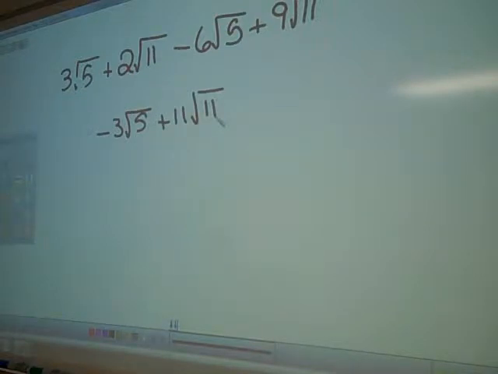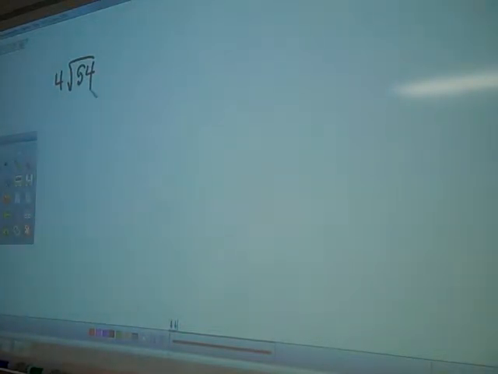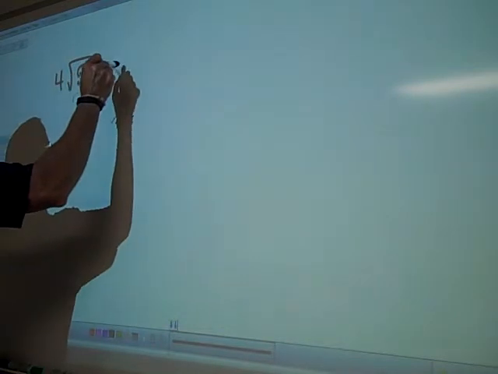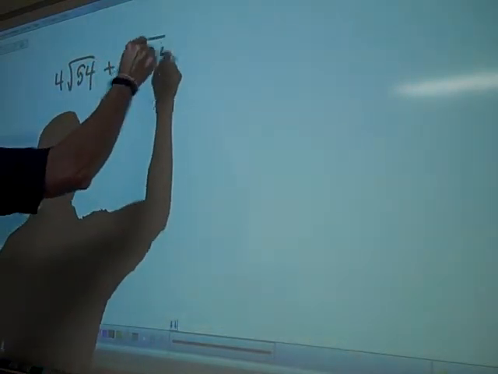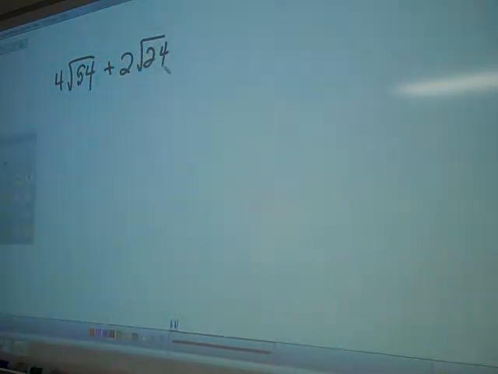All right. Four square roots of 54 plus 2 square roots of 24. That's it. That's it. We're done. They're not like terms, right? There's a radical. No. David said there's a radical. No.